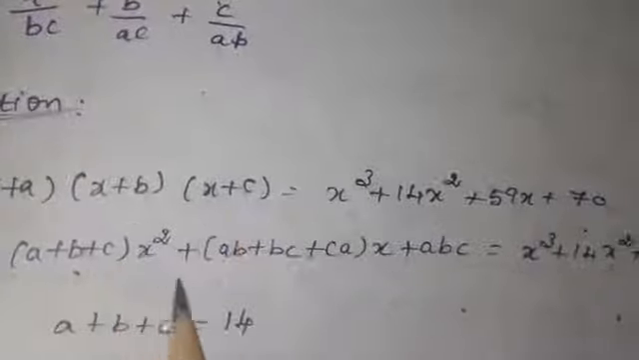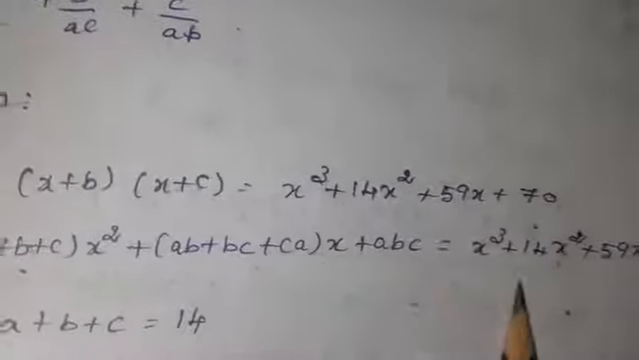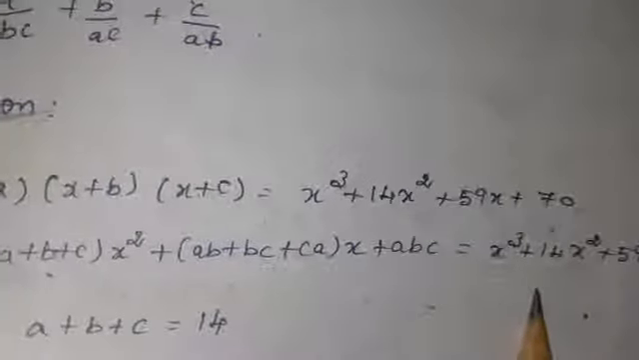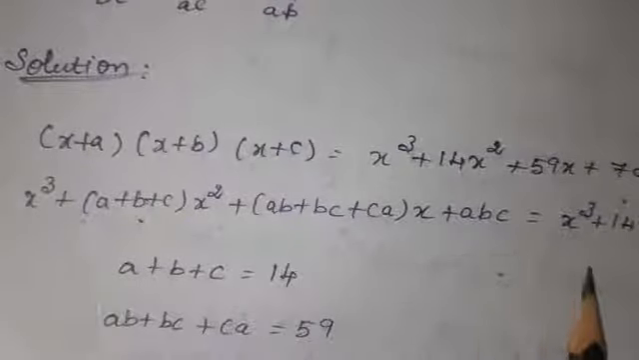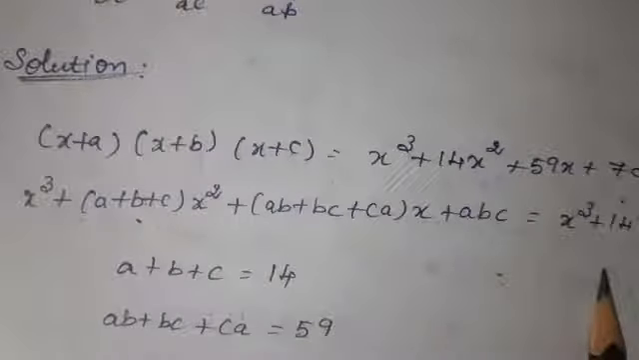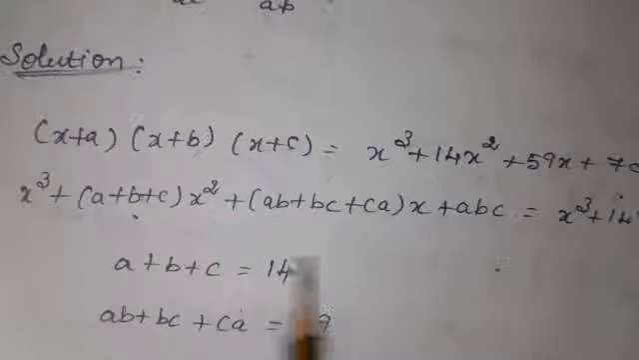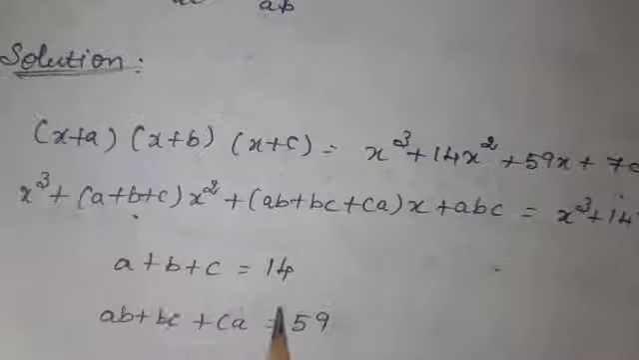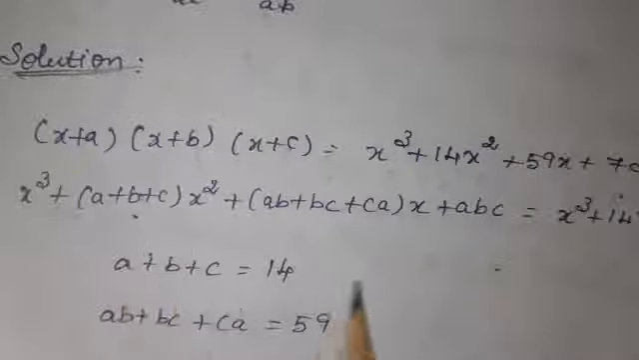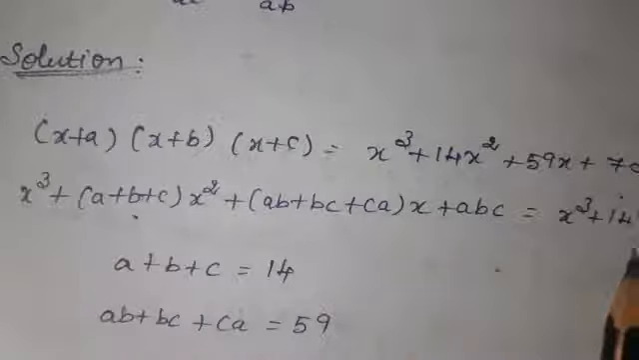Instead of this, I am writing the formula is equal to, and whatever is present on the RHS side I have written here. Then you should equate this, compare both sides. Here x cube, so no need to write. Next you compare the x square term. Here a + b + c, on this side it is 14, so I have written a + b + c is equal to 14.